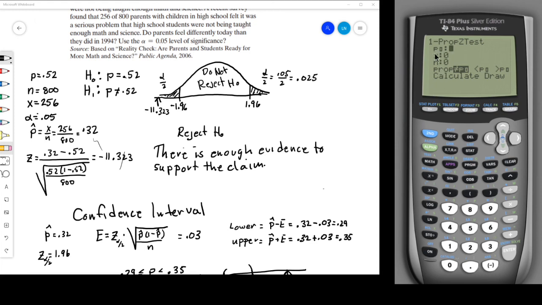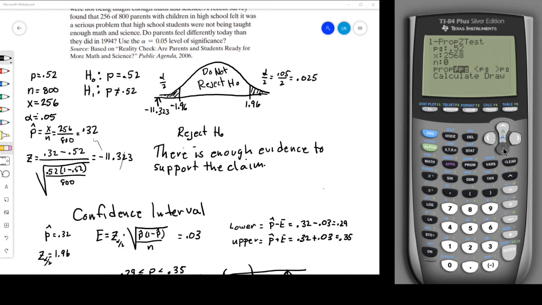So I need to put in my p0. That is my population proportion, so that is 0.52. I need to put in my x value, so x is 256.